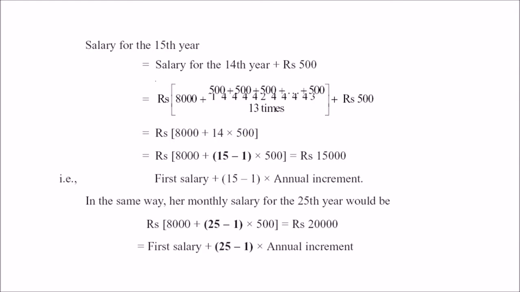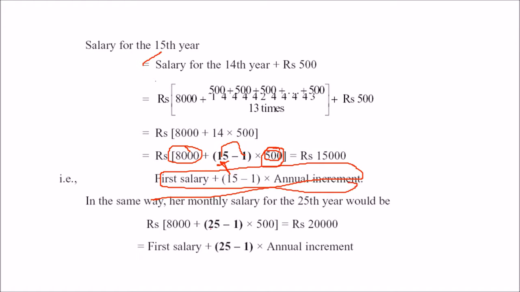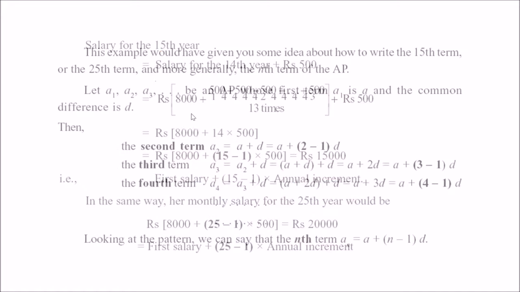Maybe in the 15th year and 25th year, what is she going to get? A plus 15 minus 1 into D. A is 8,000. She started with 8,000. Annual increment is 500. 15 minus 1, because you have to find out the 15th year, 15 minus 1 into D. So this is the actual representation. In the 25th year, A plus 25 minus 1 into D, that will be this one. That is 20,000 she gets.